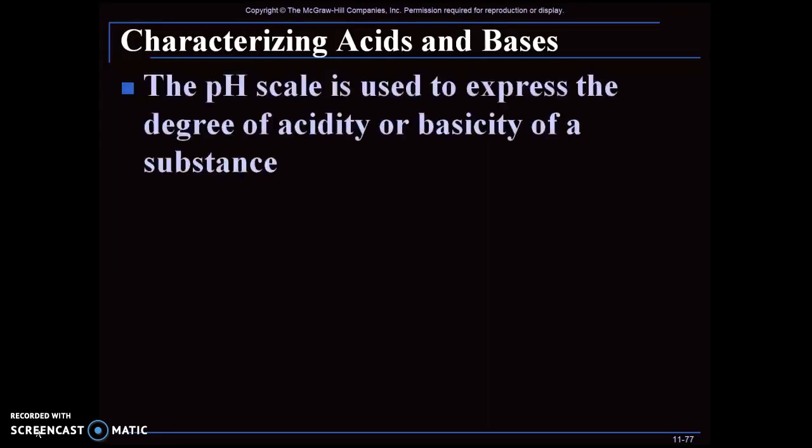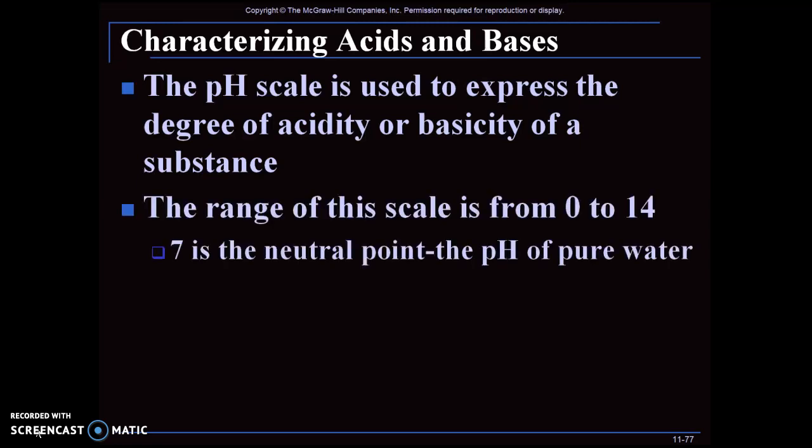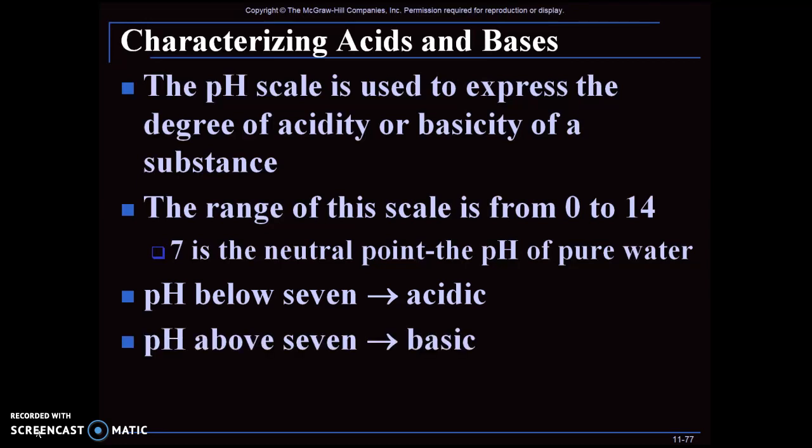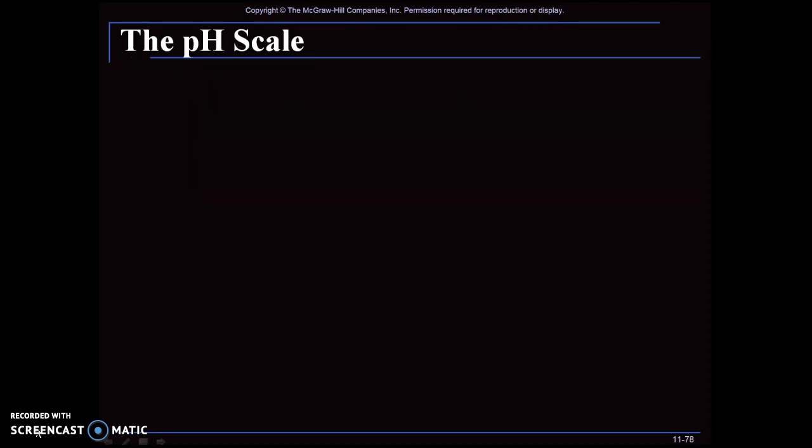Characterizing the acids and bases: the pH scale is used to express the degree of acidity or basicity, and the range of the scale is from 0 to 14. 7 is the neutral point, the pH of pure water. A pH below 7 is acidic, and above 7 is basic. So 0 to 6 is acidic, and 8 to 14 is basic.